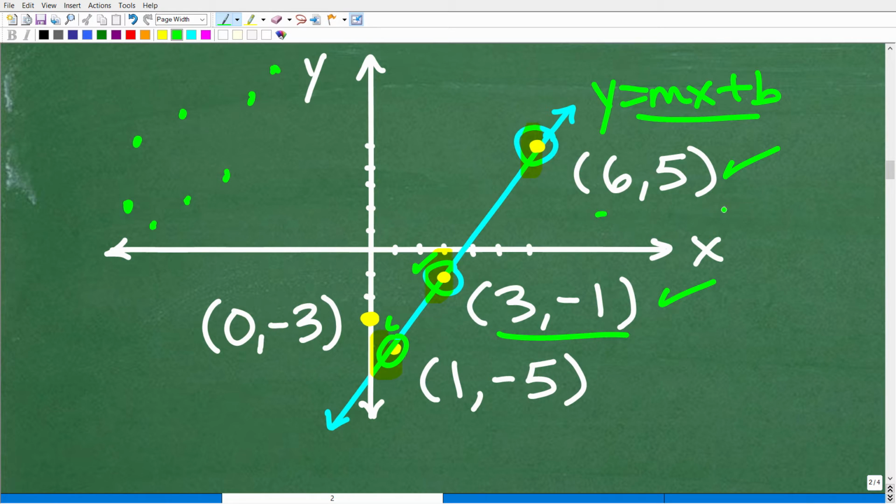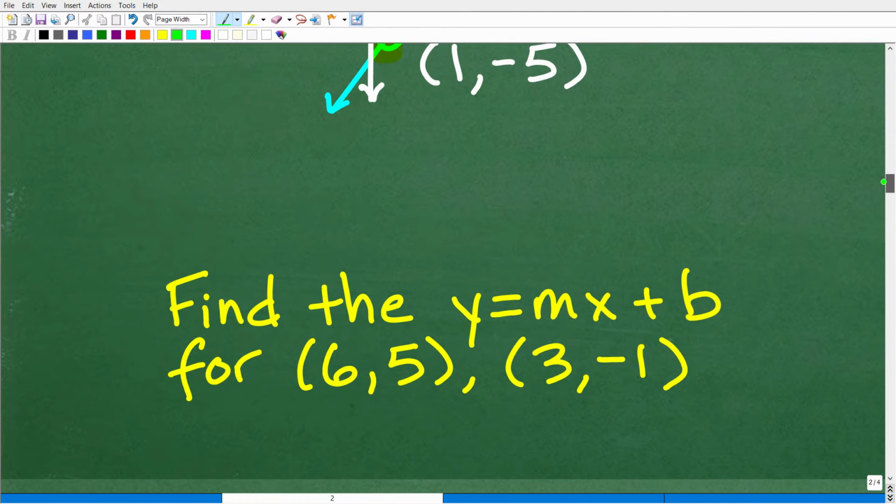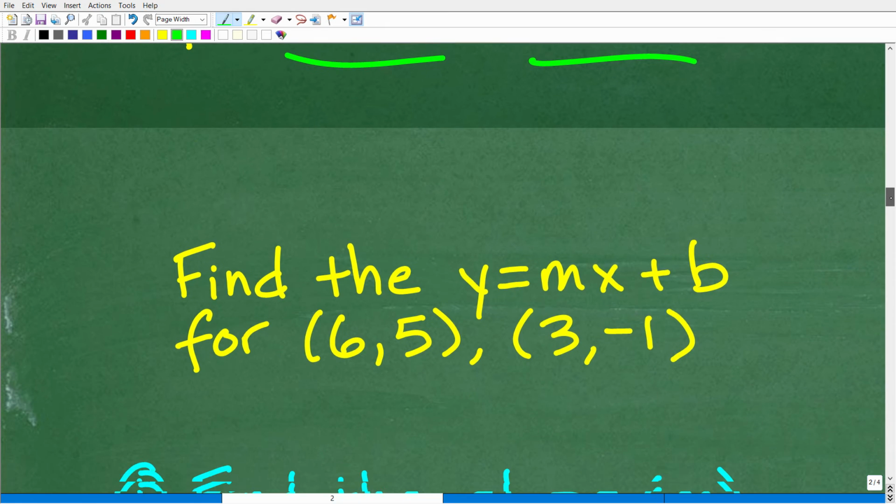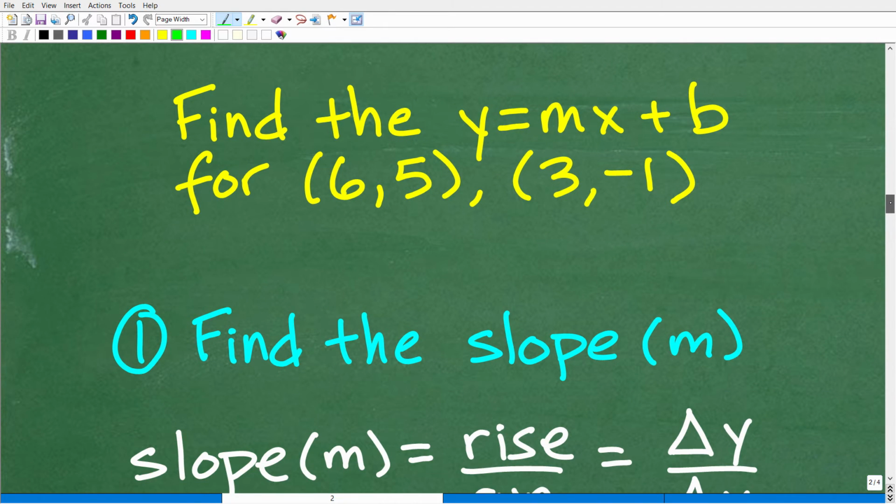Okay, so again, I'm going to use these 2 points, and now this question really becomes this question. We want to find the y equals mx plus b, the linear equation for a line that passes through these 2 points. Okay, so how do we do that? Well, what we need to do is find the slope.